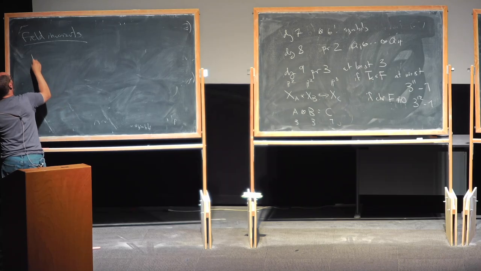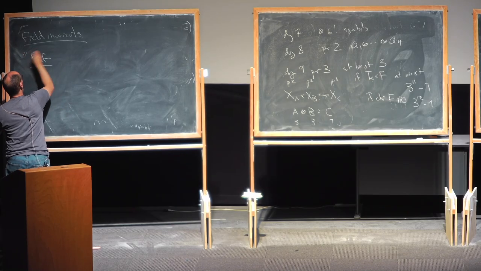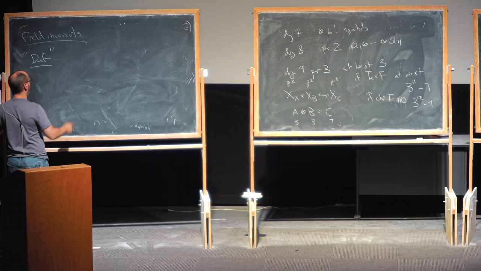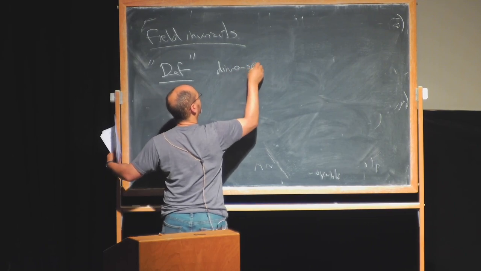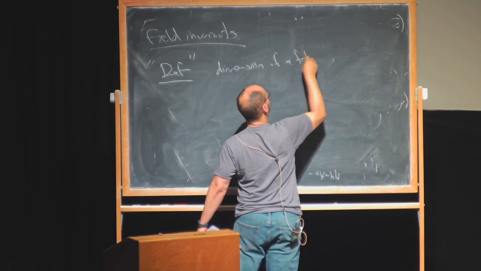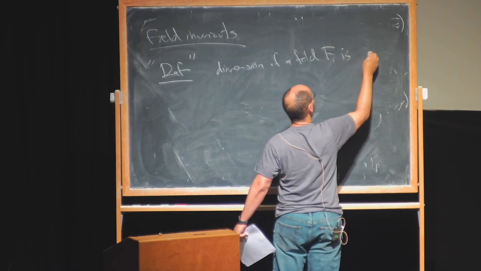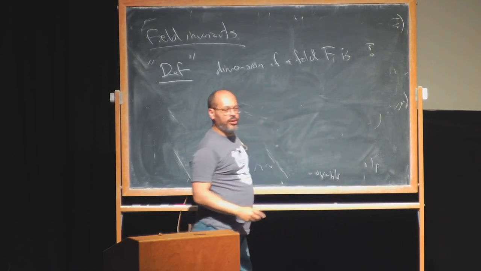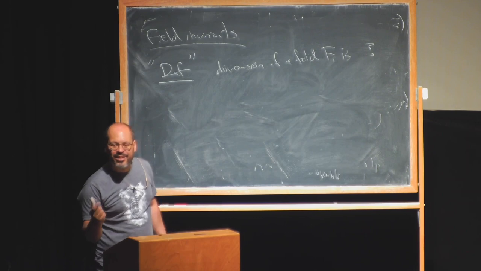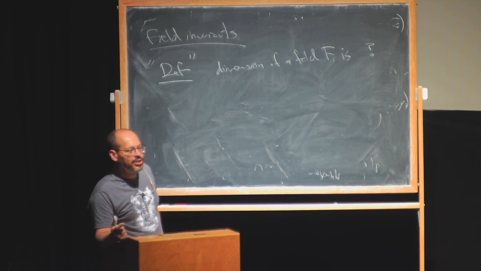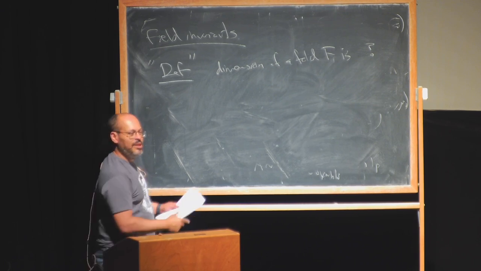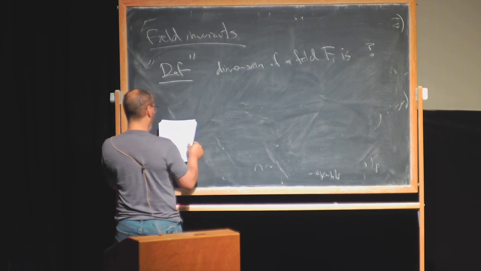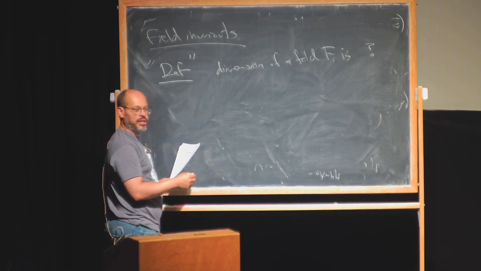So the first definition is in quotes because nobody really knows what it is. So the dimension of a field, F, is... Let me just start by saying that I feel like there should be some notion of a dimension of a field, but I don't think there is a good definition of it. But what should it be? This is kind of like we know it when we see it, okay?